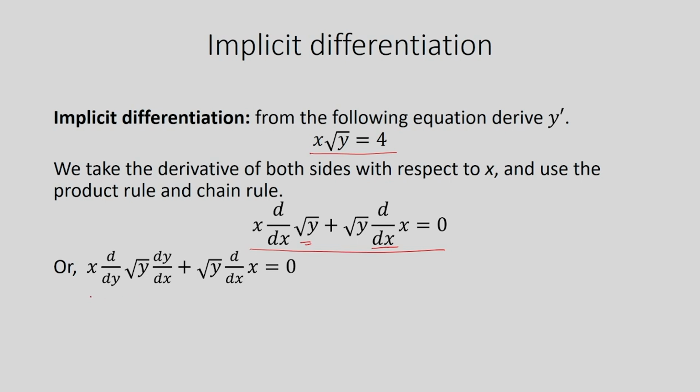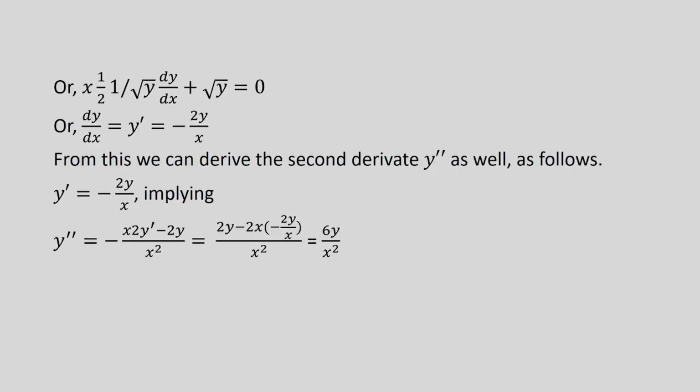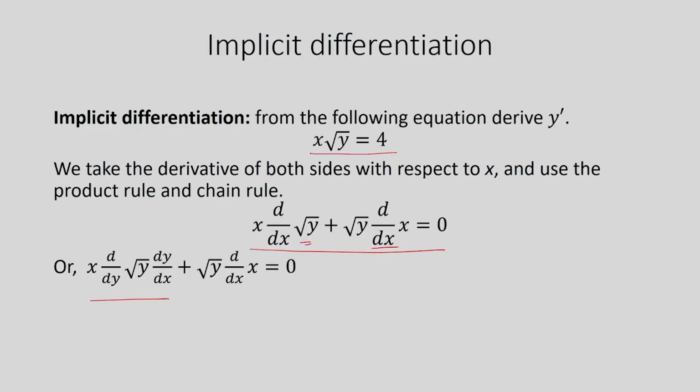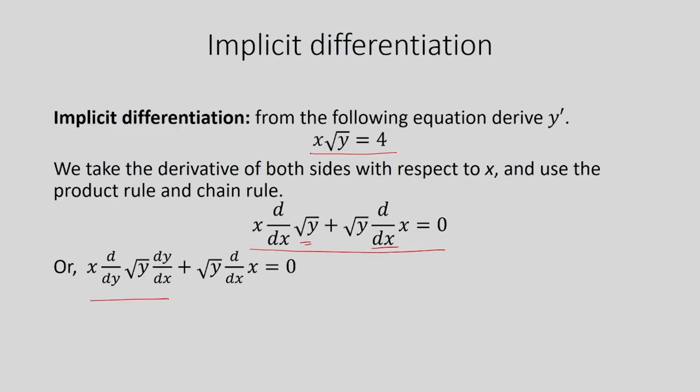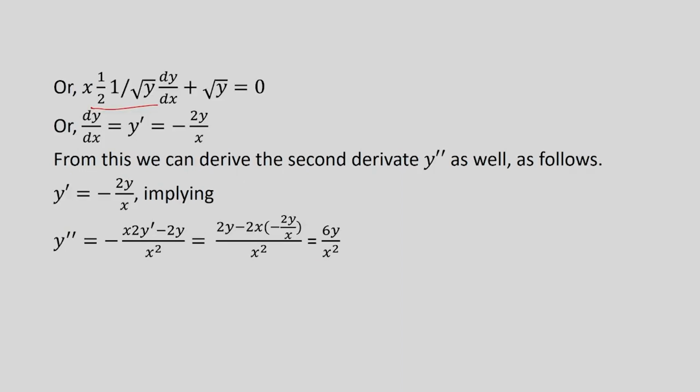We basically now use the chain rule. First we differentiate root over y with respect to y and multiply that with dy/dx, and the other terms are kept intact, right. Now, if I take the derivative of root y with respect to y, I get half of 1 divided by root y multiplied by dy/dx, and the second term will just be root y because d/dx of x is equal to 1. So, root y multiplied by 1 is root y, and on the right hand side you have 0.